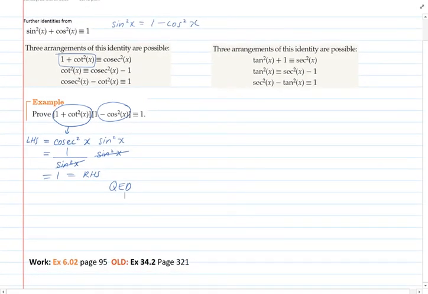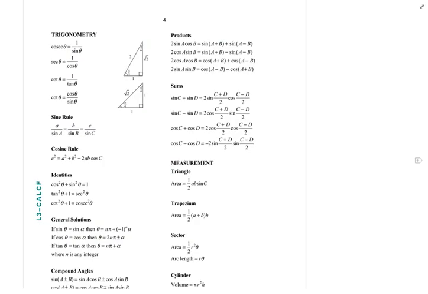Okay, so you get the idea, substituting to simplify, and so you can practice some of those identities at 6.02. Just make sure you've got your formula sheet handy while you're doing them so you don't get lost.